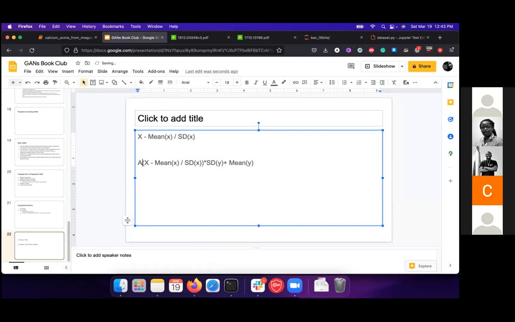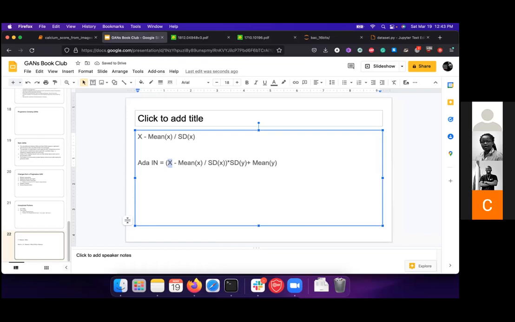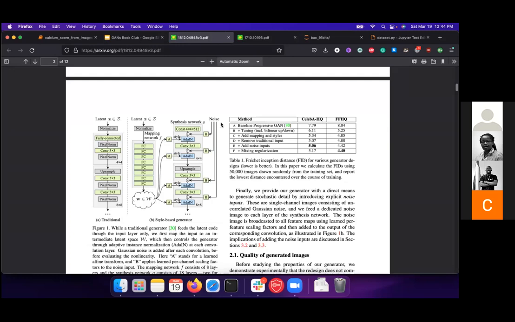So this is the adaptive instance normalization. This is the formula of adaptive instance normalization. What we are trying to do is recreate x. The point of the whole generator is to recreate x as a function of y. And this y, because it's style, we are incorporating the style vector into the original noise vector for recreation. That is StyleGAN completely. That is the whole gist of StyleGAN.